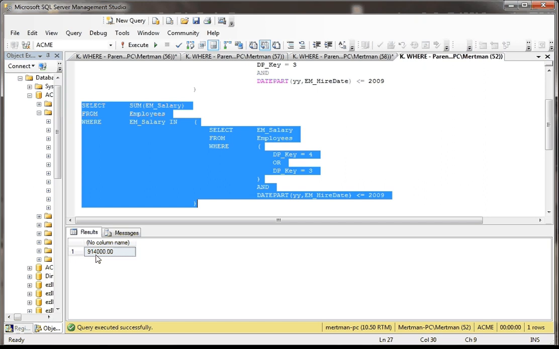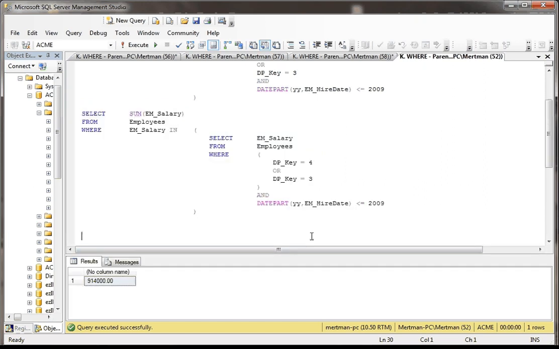So when you're using parentheses, you have to really pay attention to what you're doing. You have to think about what you're doing, and you have to really make sure that you understand the requirements. And if you don't, ask.